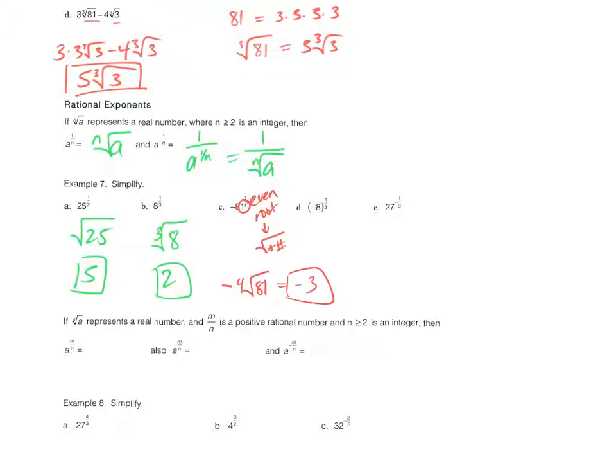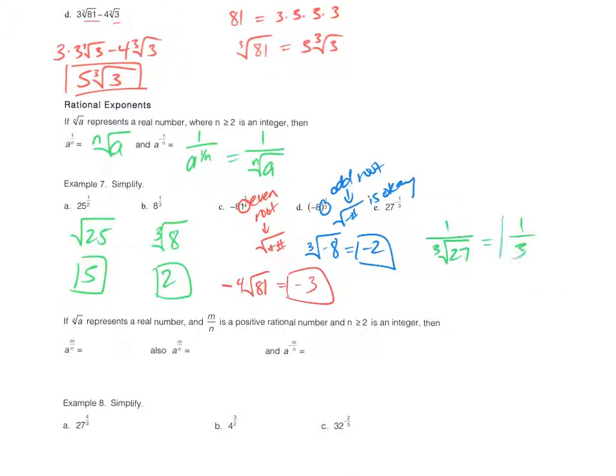In example D, we have an odd root, in which case it is okay to have a negative number inside the radical. So here, we're going to have the cube root of negative 8, which equals negative 2. In E, it's a negative exponent, so we're going to use our negative exponent rule. So this is 1 over the cube root of 27, which is 1 over 3.